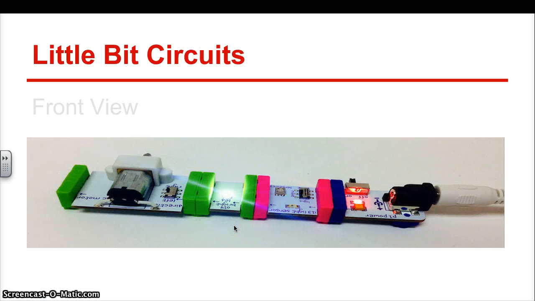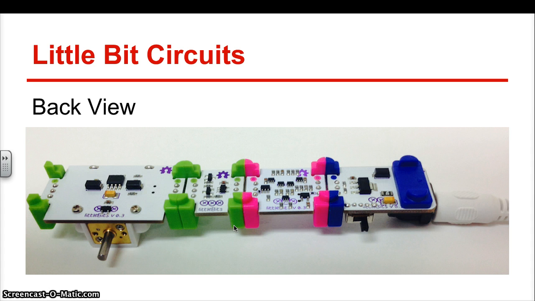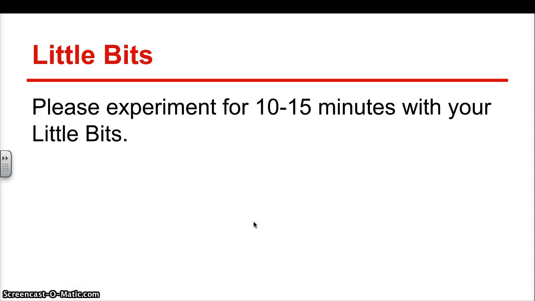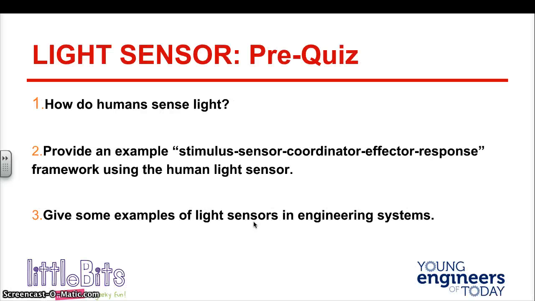Now, littleBits. This is your front view of your littleBits. You have your back view. You have your side view. And what I want you to notice is you have your magnetic connectors and your conductive connections right here. All right. If you would like at this time, you can experiment with these littleBits.